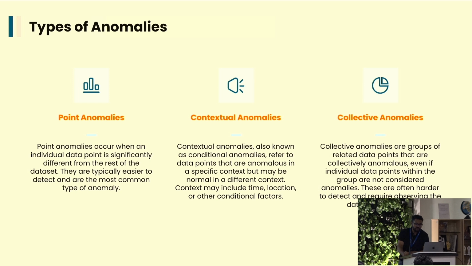So collective anomalies are groups of related data points that are collectively anomalous. Take a recent example: I had a glitch when I came here. If that is a one-time glitch, it is okay. But if every third or fourth session there's a glitch happening, then we have to investigate and understand what exactly is happening. That is a simple way of telling it.